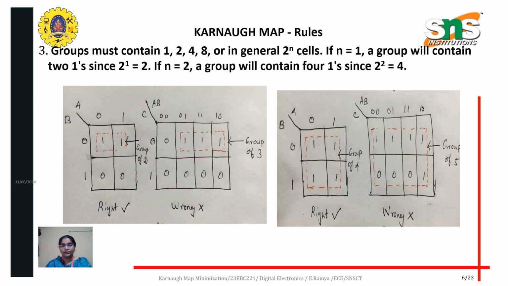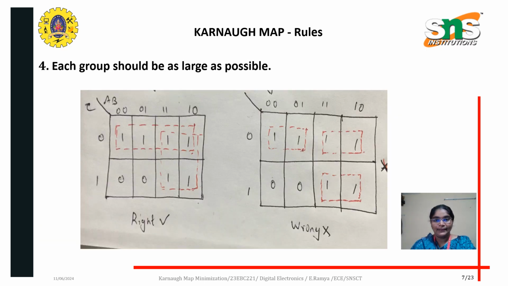Next K-map rule: each group should be as large as possible. Here we have 1, 2, 3, 4, 5, 6, totally 6 ones available. We cannot group them as 3 individual groups. We can group them as 2 groups.